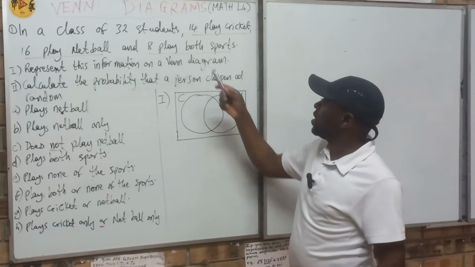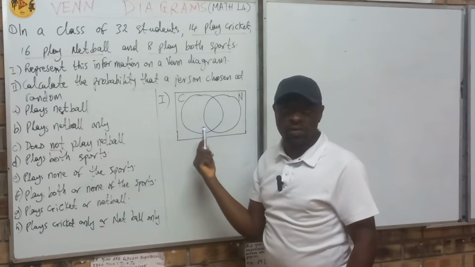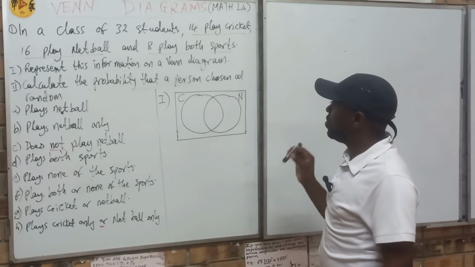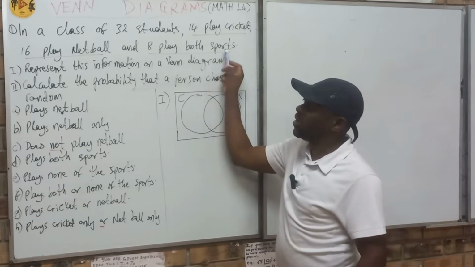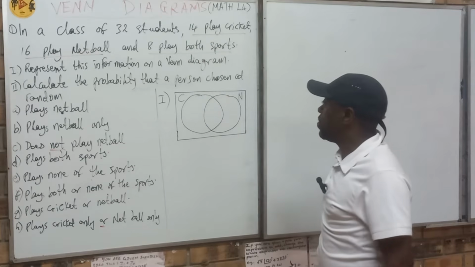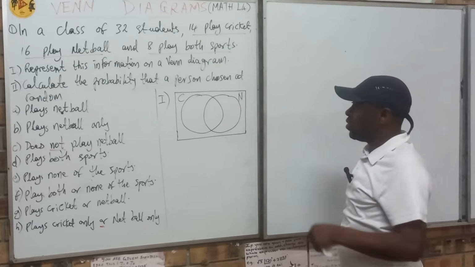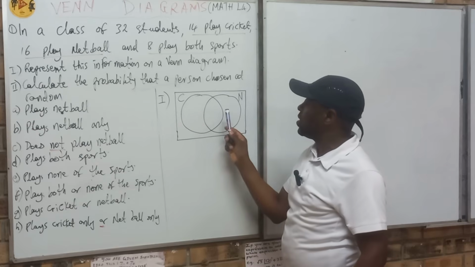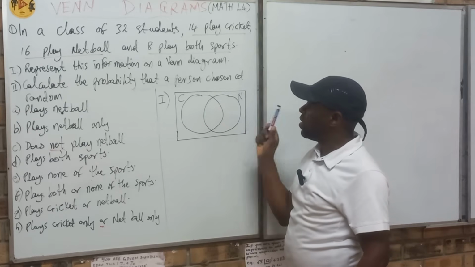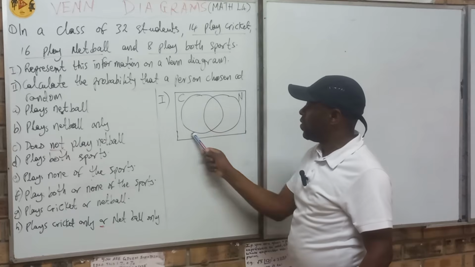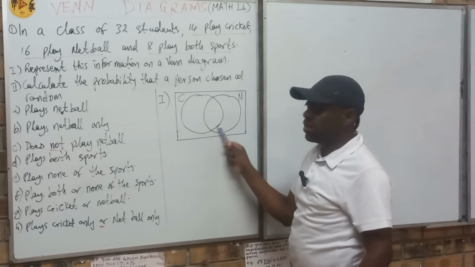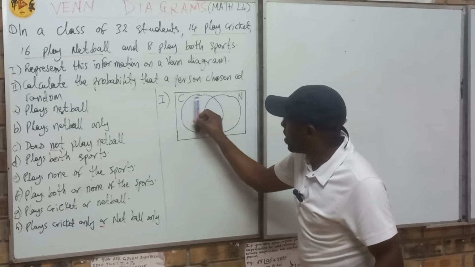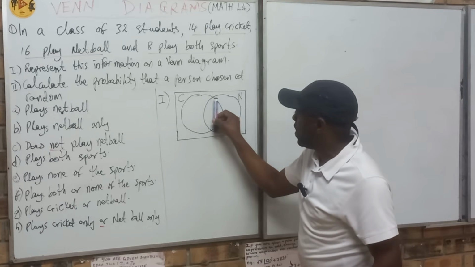Now it's time to transfer the information into the Venn diagram. Whenever you are completing the Venn diagram, the first thing is to start with the portion that represents both. This takes us to another piece of information: we need to know the different portions of our Venn diagram. Each time they say those who play cricket, we must go through the whole circle. So this is what represents cricket. Then this little portion here is cricket only. Then this is those who play both.